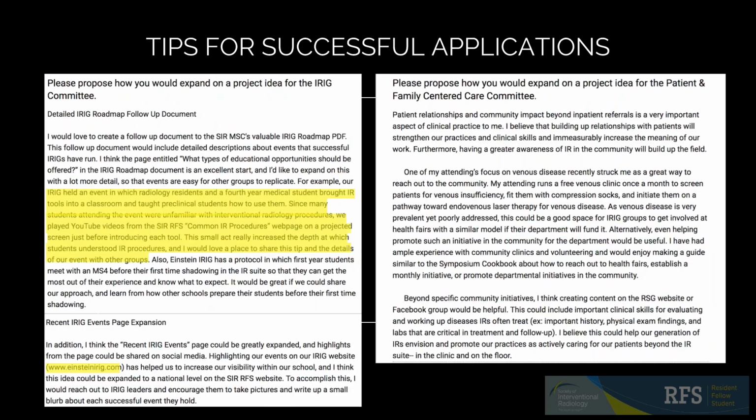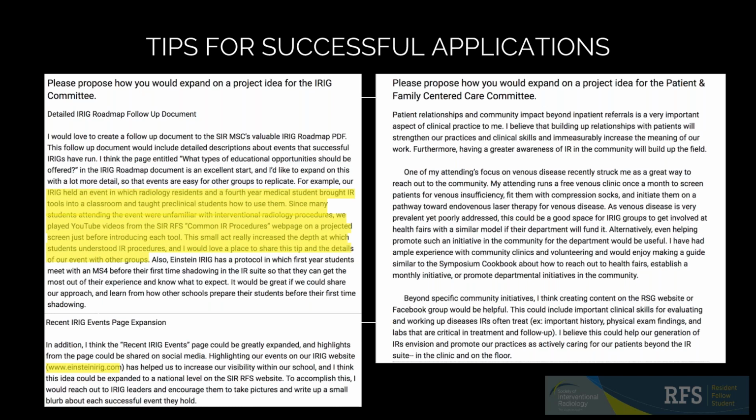Okay. All right. So these two answers are for questions that we do have related to the application. We do ask applicants to write or propose an idea or expand on a project idea for whatever interest group or committee they're interested in. So I have two examples for you all. On the left, it's for the IRIG committee.